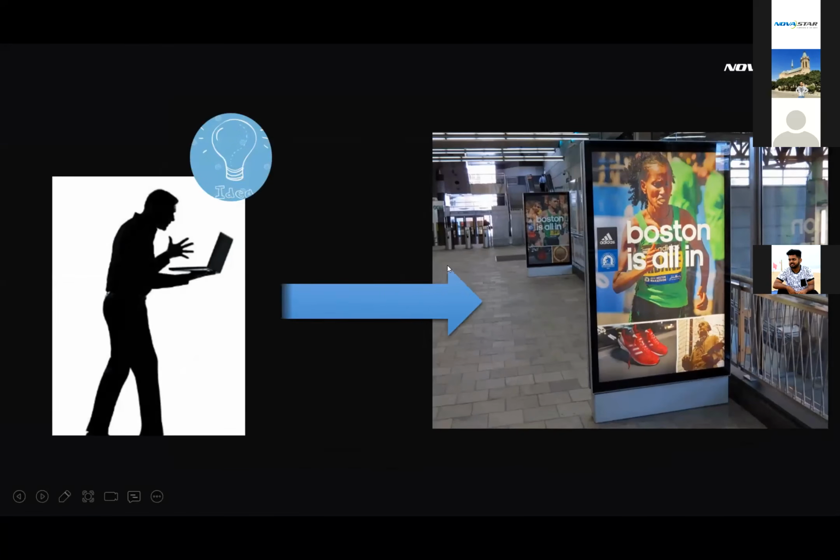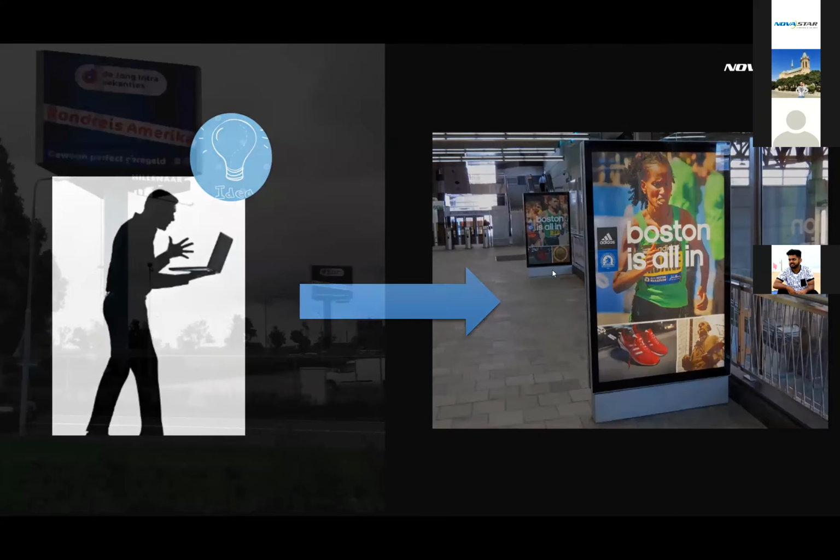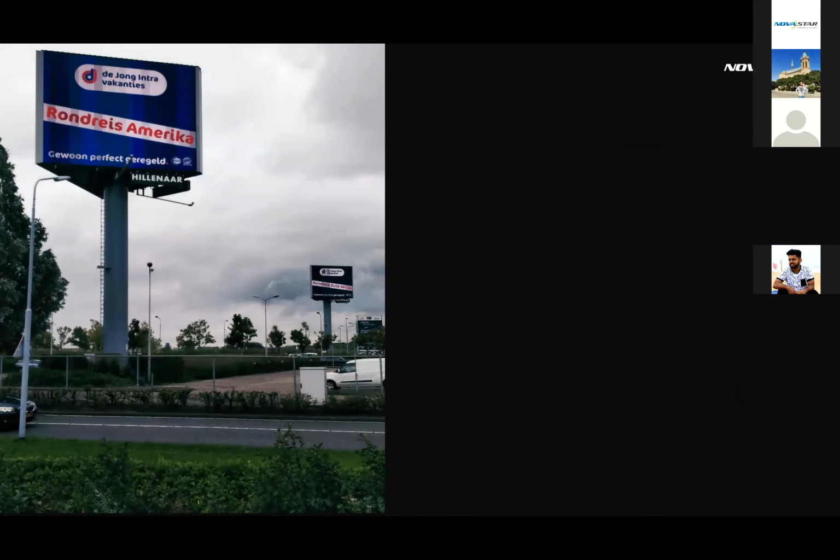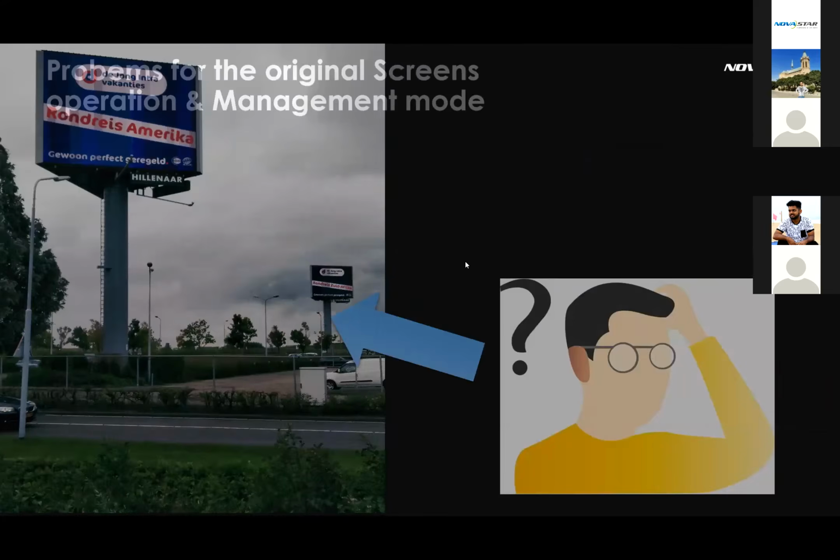This is an example that Leo introduced to us yesterday. If the engineer wants to change the content, he may have to go to the site. I mean, he has to literally go to the screen and make changes. Here is another example, when the screen is miles high and the engineer wants to change the content, he has to climb up there. So it's really inconvenient. Yes, it's going to be very hard.